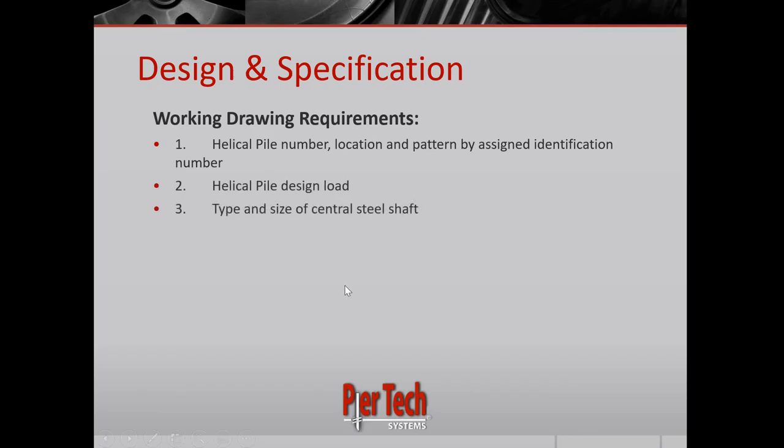Then the design load, what the working load requirement is for that pile that's being installed. Sometimes that will be the same for every pile on a project, and sometimes every project will have a different design load requirement. The third would be the type and size of the central steel shaft. So if it's a round shaft or a square shaft, and if it's 2 7/8 or 1.5 inches, that will be specified on the working drawings.